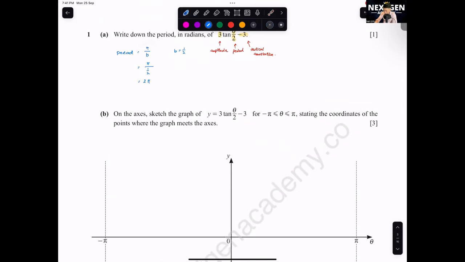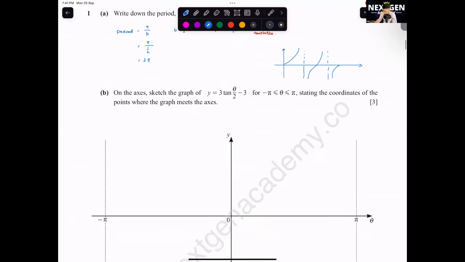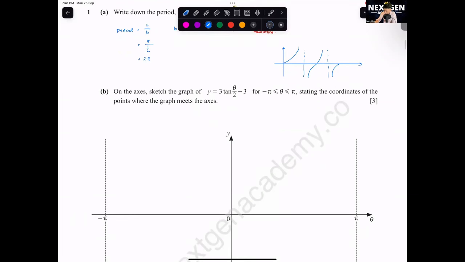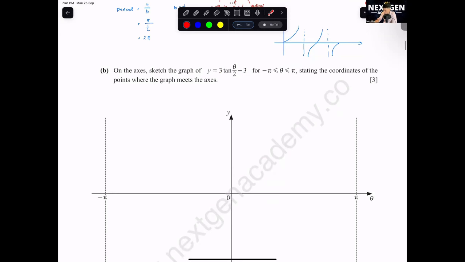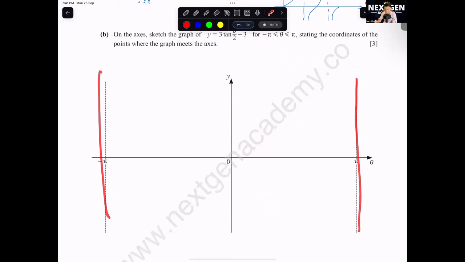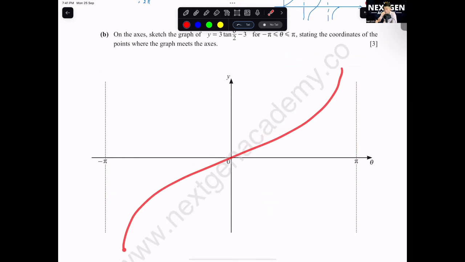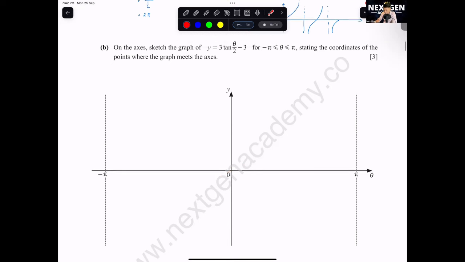Originally, how does your tangent graph look? Like this, from here to here, like this, then like this. Now what we need to draw is from negative pi to pi, and your period is 2 pi. So originally your graph is like this, and based on this, the asymptotes are here and the graph is like that. We need to know the general shape first, otherwise we won't be able to draw it. Then after that, we have to see all the other values.